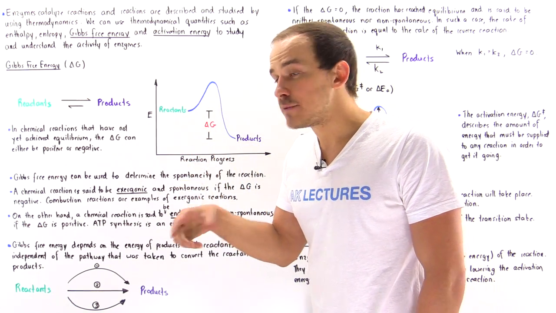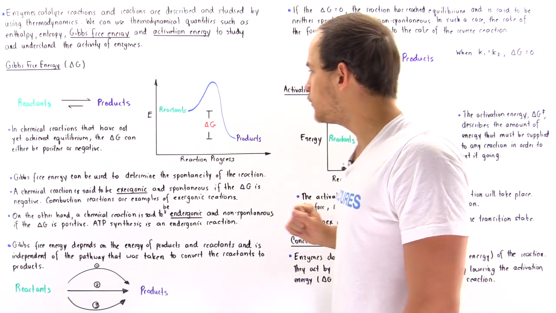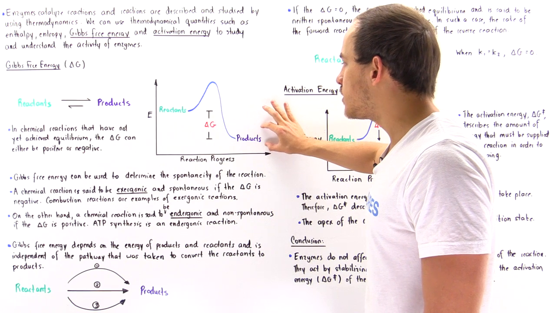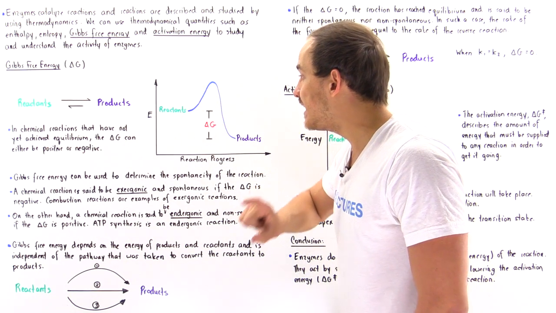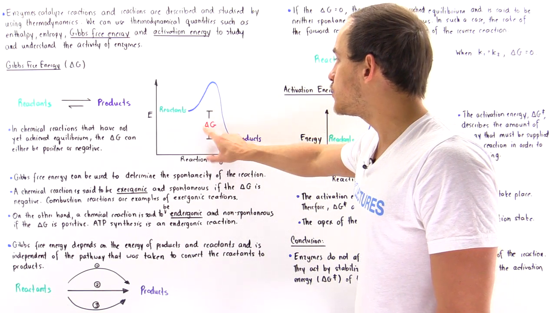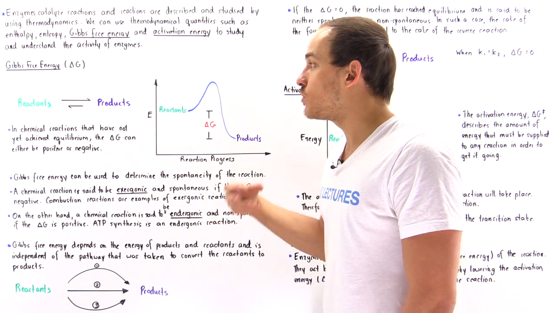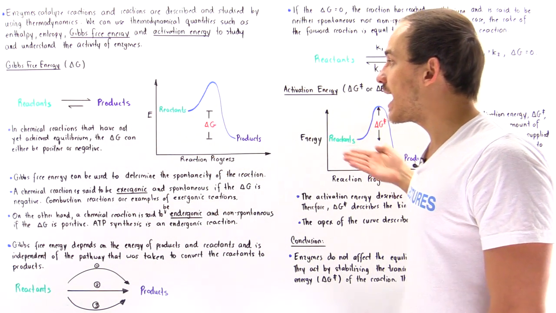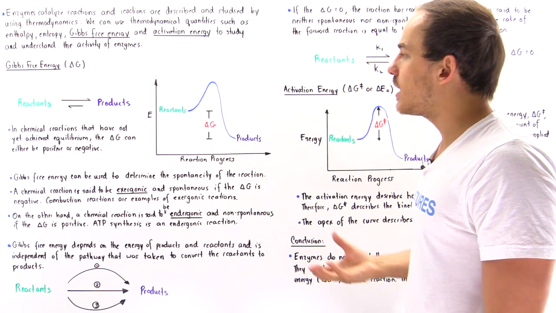Now to calculate mathematically the Gibbs free energy of this reaction, all we have to do is take the free energy of the products and subtract the free energy of the reactants. And that gives us the Gibbs free energy given by delta G. So this quantity here is how much energy is going to be released in this reaction. And it's basically how much energy we can use in some process.